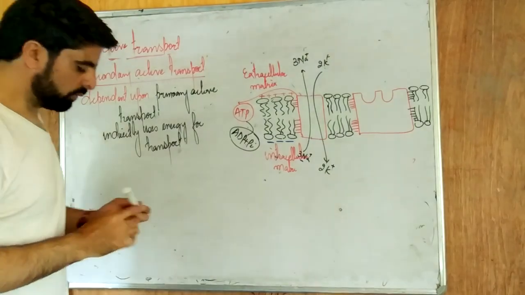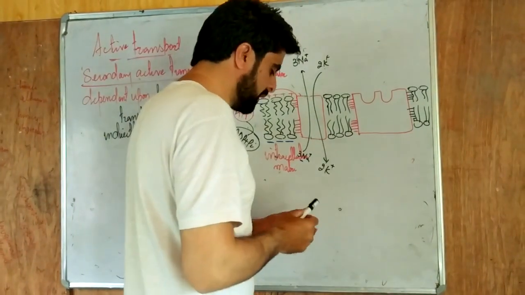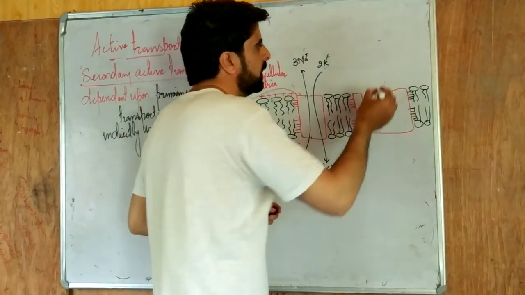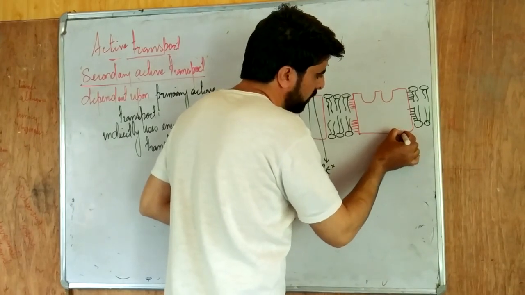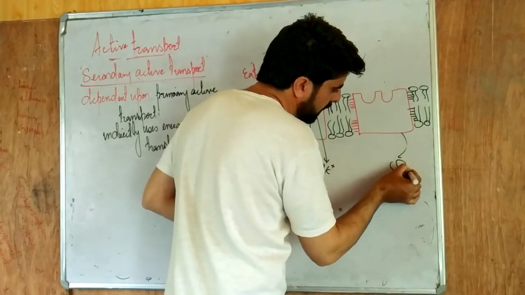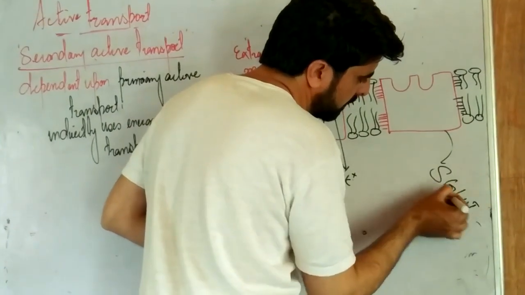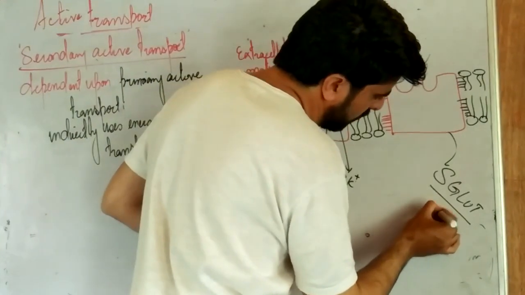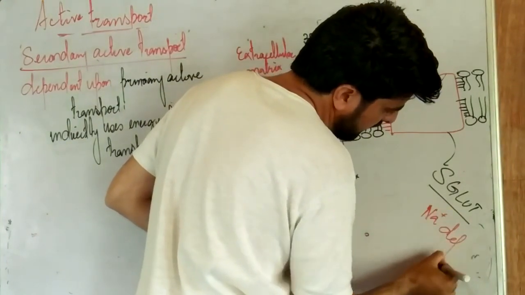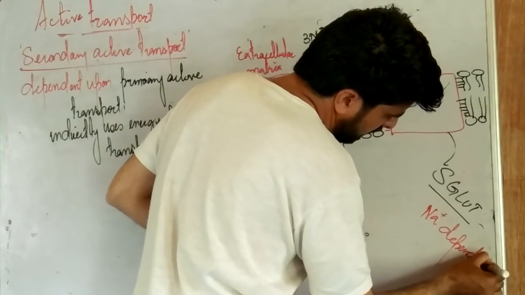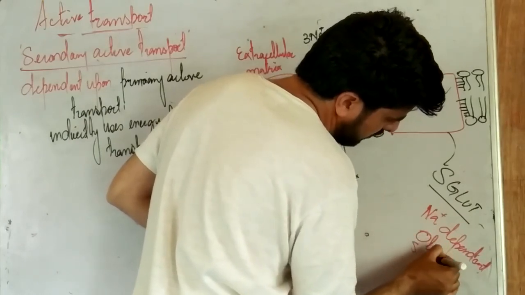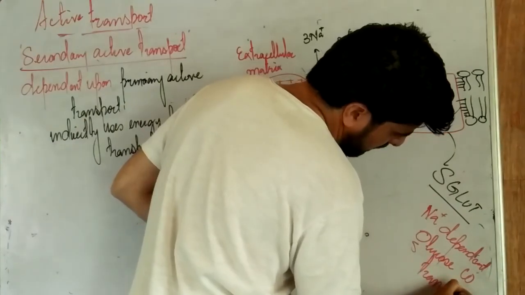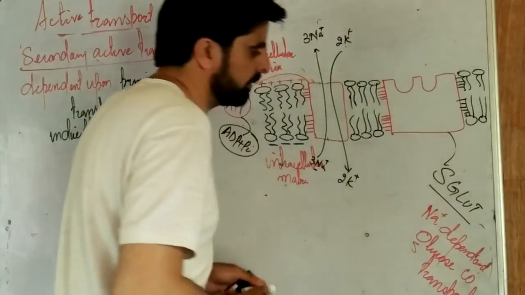Say for instance, we will take the example of one of the transporters that is located inside the plasma membrane. That transporter we call a sodium dependent glucose transporter, SGLT. We can also call it a sodium dependent glucose co-transporter. It is seen in the plasma membrane.